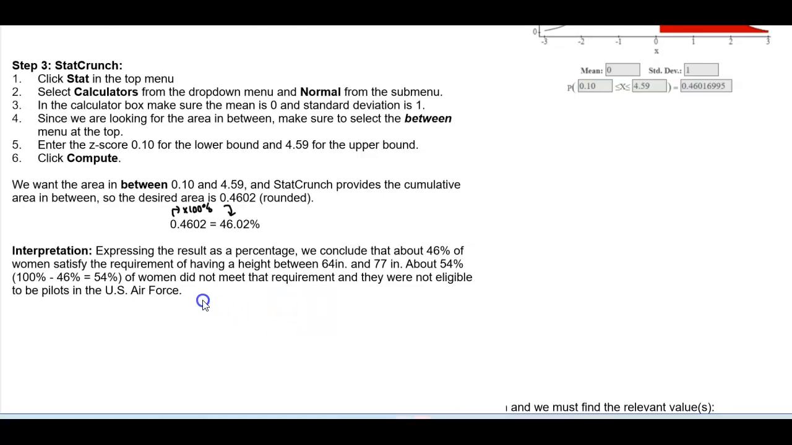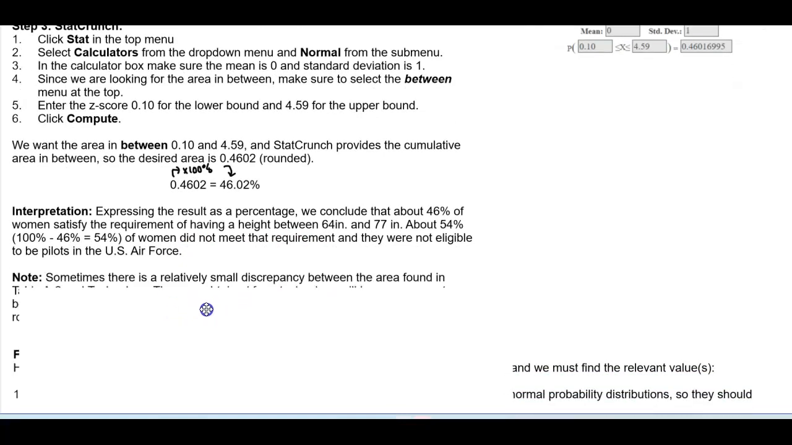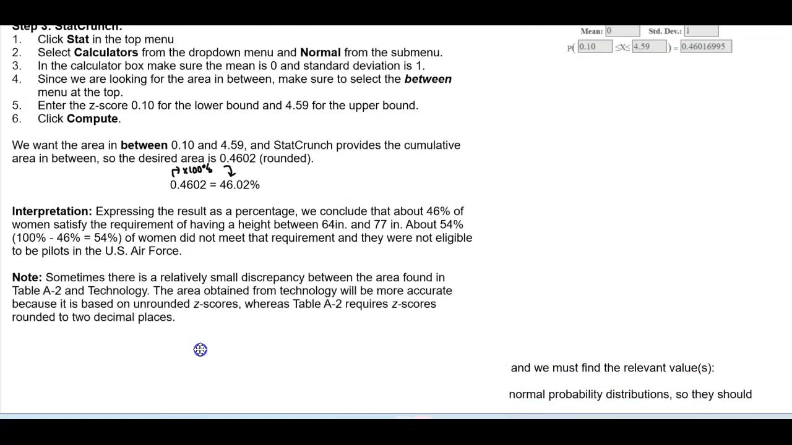About 54%, meaning 100% minus 46%, which is equal to 54% of women, did not meet that requirement, and they were not eligible to be pilots in the U.S. Air Force. Now let's make note here. Sometimes there is a relatively small discrepancy between the area found in Table A2 and technology. The area obtained from technology will be more accurate because it is based on unrounded z-scores, whereas Table A2 requires z-scores rounded to 2 decimal places.